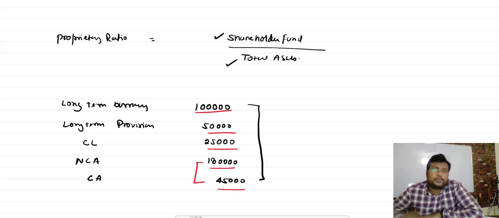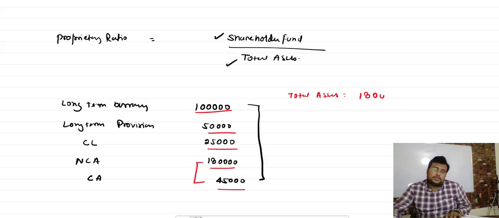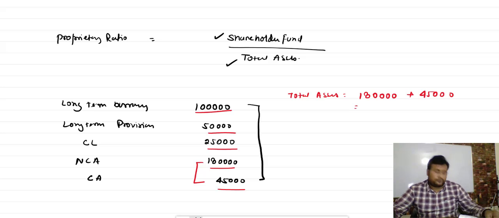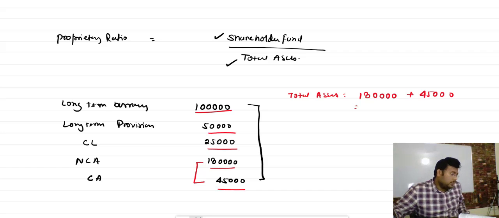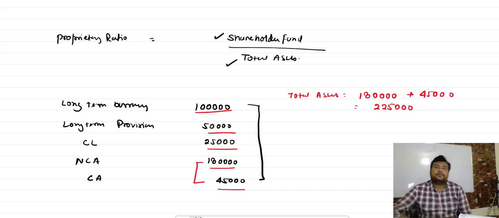So with the help of this particular data, we can find out our total assets. Total assets will be 1,80,000 non-current assets plus current assets 45,000, and it will be how much? 180 plus 45 is equal to 2,25,000. Now shareholder fund.